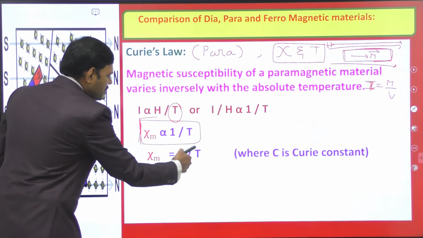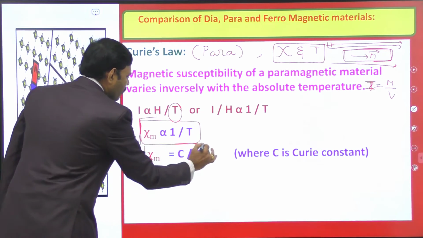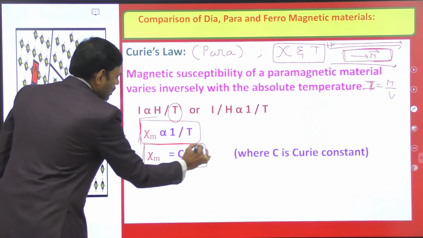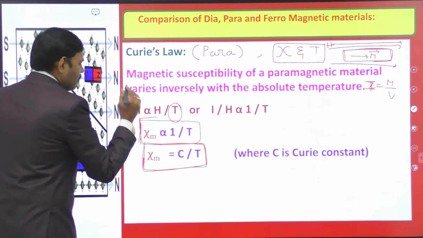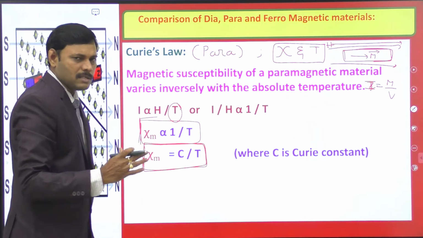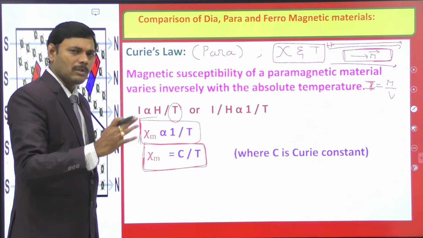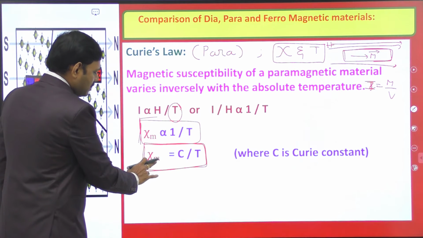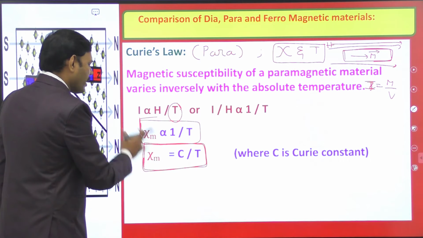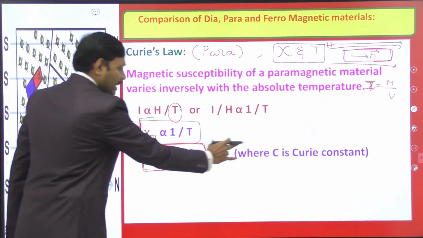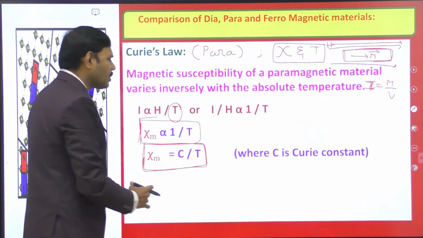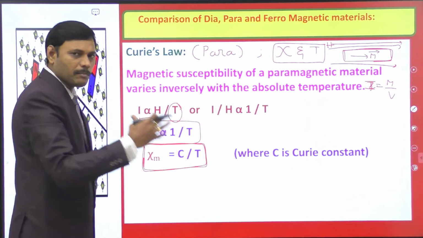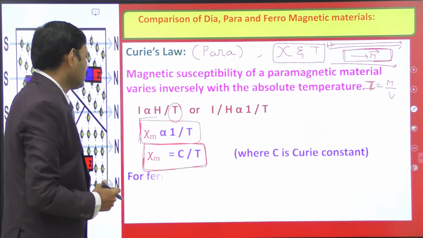So χm is equal to C by T. This is the ultimate form of Curie's law, the equation form of Curie's law for a paramagnetic substance. Susceptibility is equal to C divided by capital T. χm is the susceptibility of the paramagnetic substance, C is the Curie constant, and T is the absolute temperature of the material.